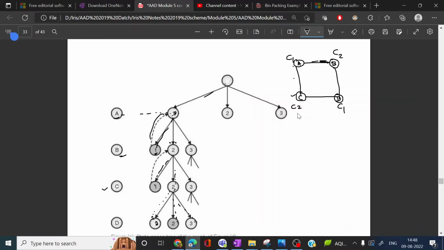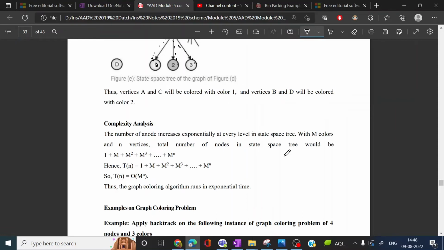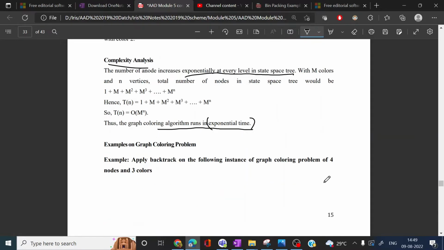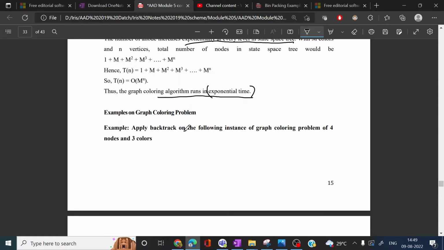So this is the backtracking method. Complexity analysis for this method is given here. At every level in the state space tree, the number of nodes increases exponentially. So the graph coloring algorithm runs in exponential time, which means it is an NP-complete problem. That is why we go for an approximate algorithm, which gives a solution in less time. And we can see another example of the graph coloring problem.